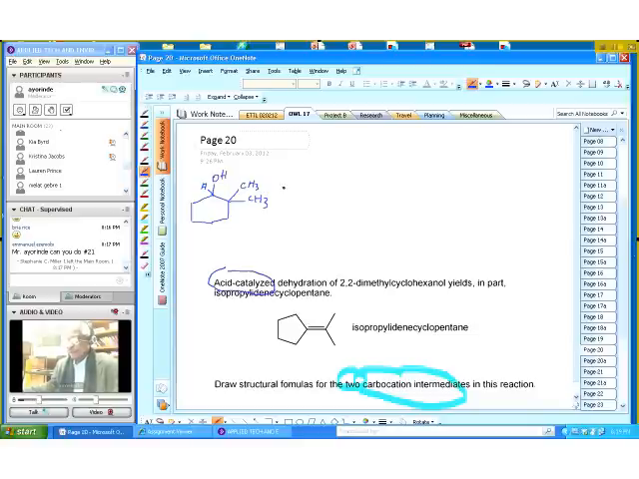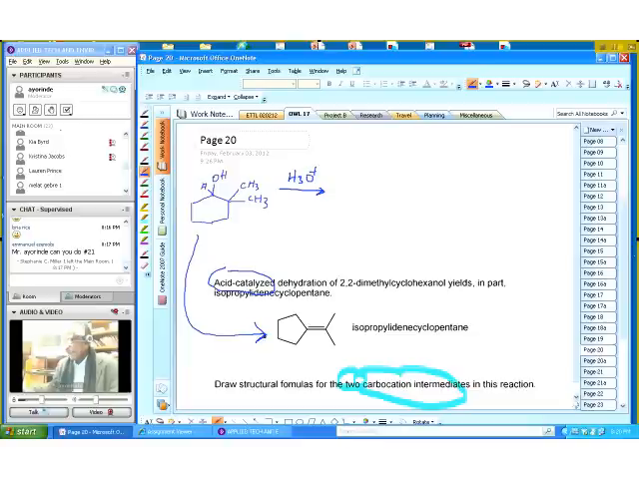Now they say acid catalyzed, in the presence of some kind of acid. Let us just use hydronium ion. They are telling you that after this molecule is treated with this acid, you obtain this product. And now they want you to give the two carbocation intermediates that are used to actually go from here to here. So directly they are already telling you that this reaction involves the formation of a carbocation.